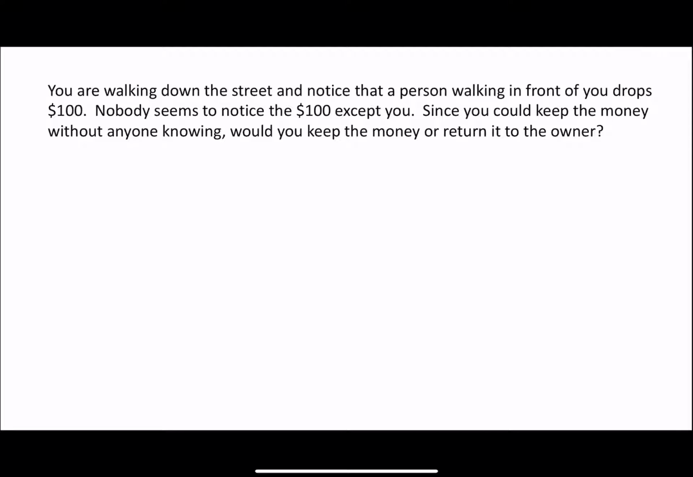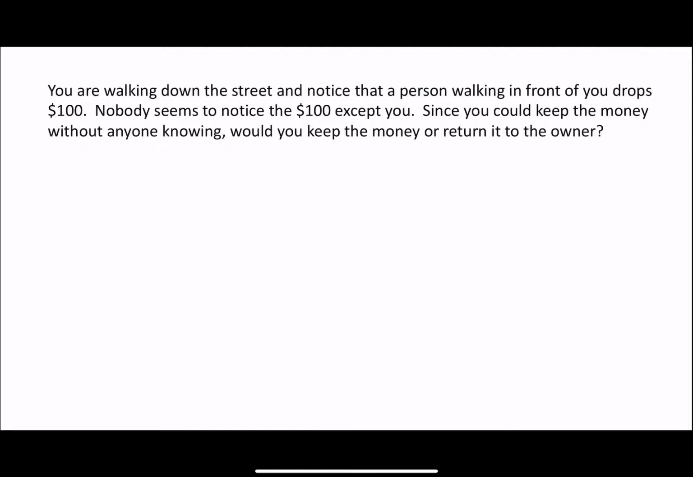So here's a scenario. Usually I hand out Post-it notes in class and have everybody answer how they would answer. However, that's not really possible in this class, so we're going to pretend. I'm going to grab some numbers and we are going to pretend. So you're walking down the street and notice that a person walking in front of you drops $100. Nobody seems to notice that the $100 has been dropped except you. You could keep the money without anyone knowing. Would you keep it or return it to the owner?